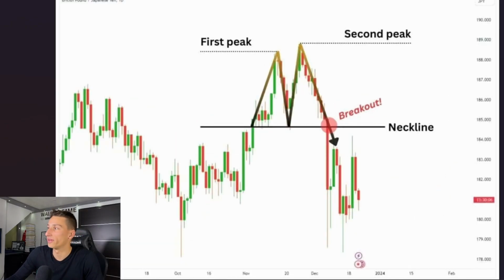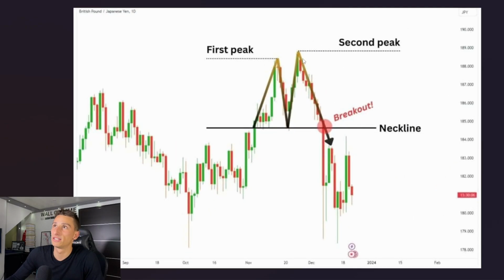Let's take a look at another example. Again, first peak, second peak, neckline, breakout, bam, retest.